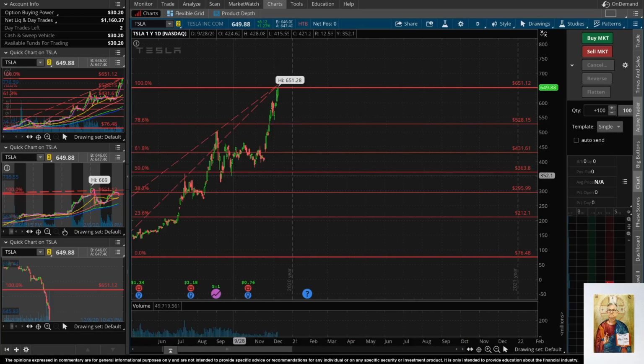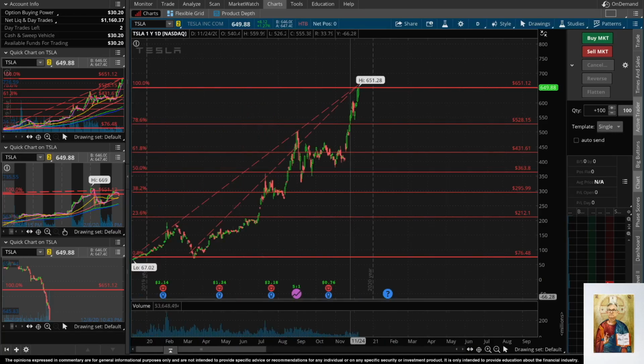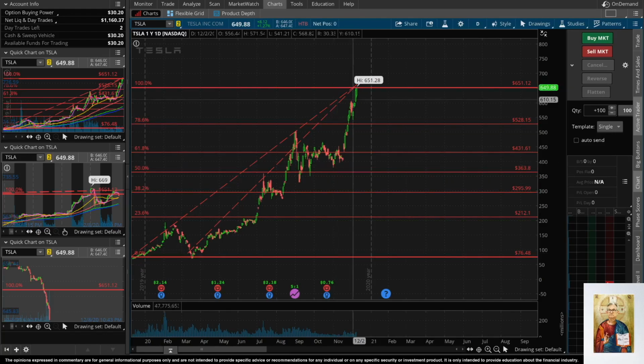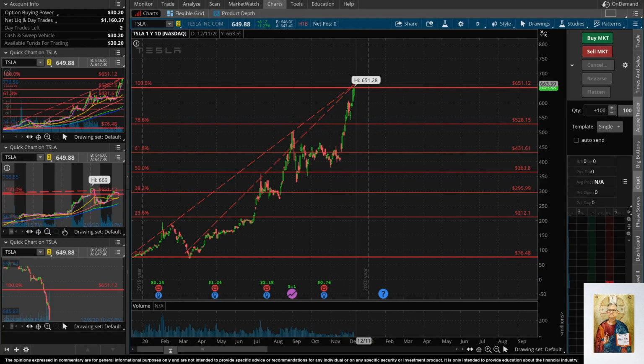Anyways, we have all these different levels. These are all retracement levels, and they basically show what percentage the retracement was from the recent low to the high. When we look at these, we can see that we have a resistance at 651.12 for the daily close. Breaking through that will be a new all-time high for the stock, and that's going to represent that it is going higher, breaking new highs.